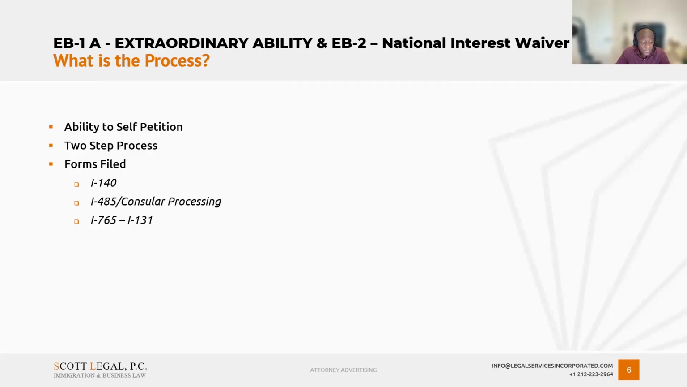Then you have the second part, which is the I-485, or consular processing. The I-485 you can do if you're in the United States and the category is current. But if you're outside the United States, you go through consular processing. And if the category is current and you're in the United States and can file an I-485, you are able to file an I-765 and I-131. The 765 is work authorization. The 131 is travel authorization.